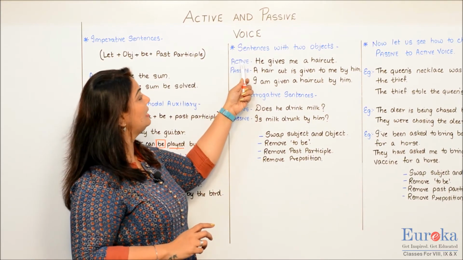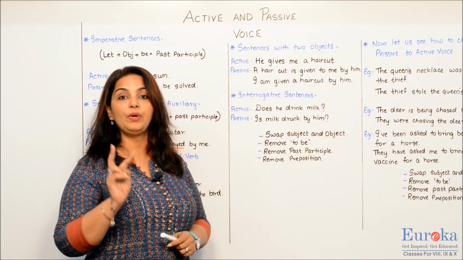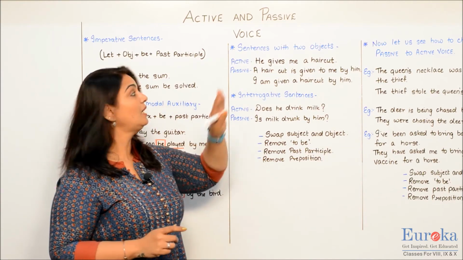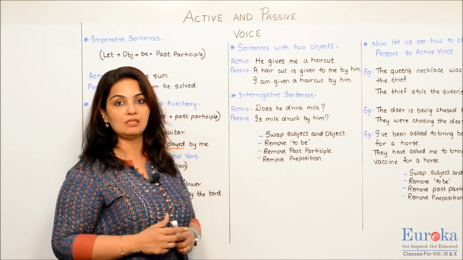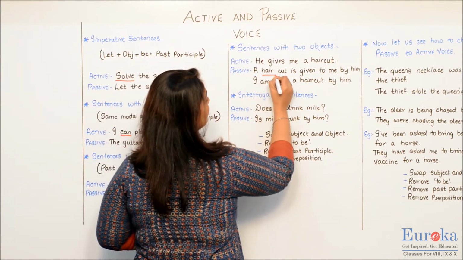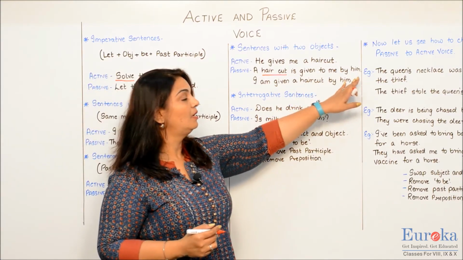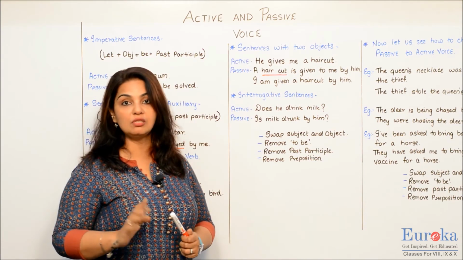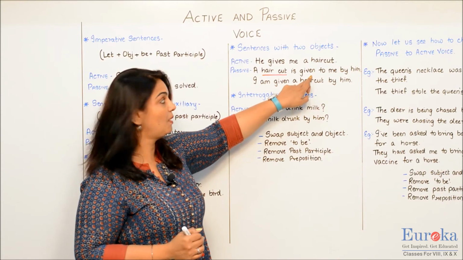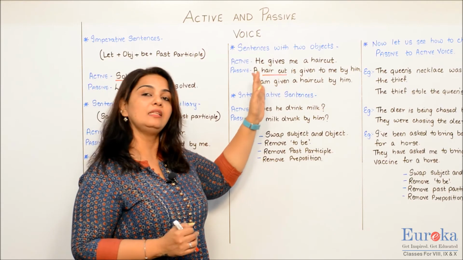The sentence is in the active voice, he gives me a haircut. Over here, we have two objects, me and a haircut. So, obviously, in the passive, you will have two answers. Let's see how we convert it. A haircut is given to me by him. If you remember, students, the four rules, we follow the same thing. Gives gets converted to given, which is the past participle. We add by and we swap the subject and the object.